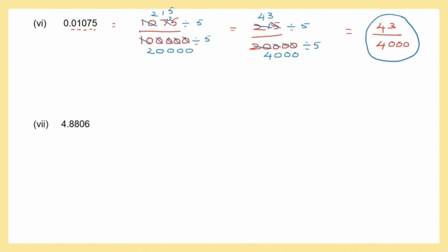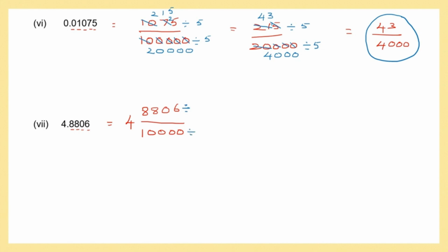The seventh one, 4.8806. So 4 is my whole number. 8806 is my numerator. My denominator will have 1, 2, 3, 4 zeros. So my whole number will remain the same. I'm going to reduce the numerator and the denominator of this fraction.